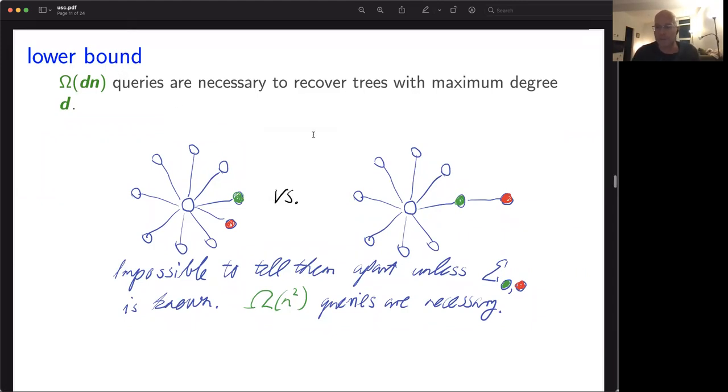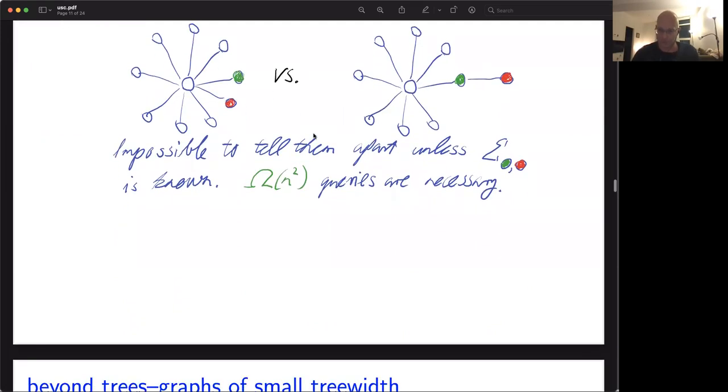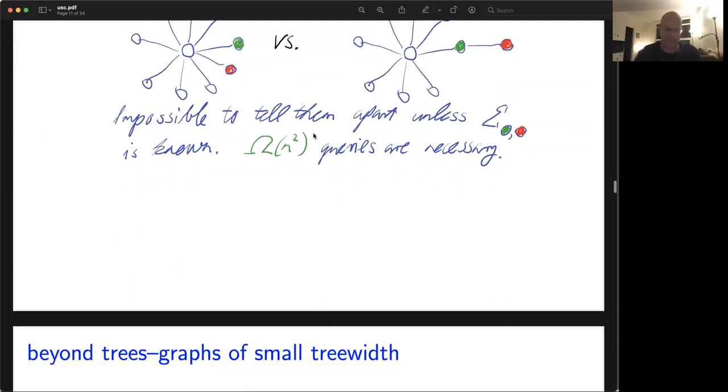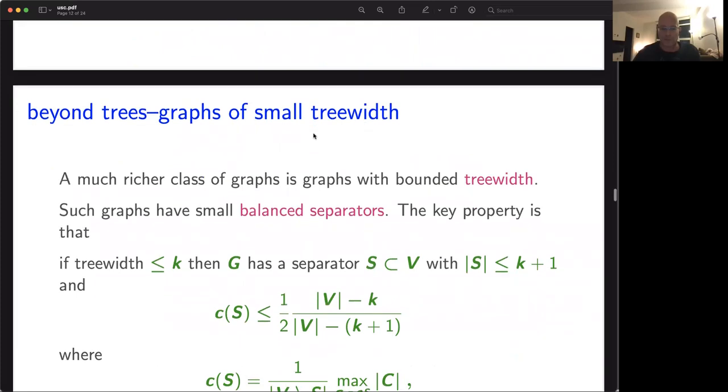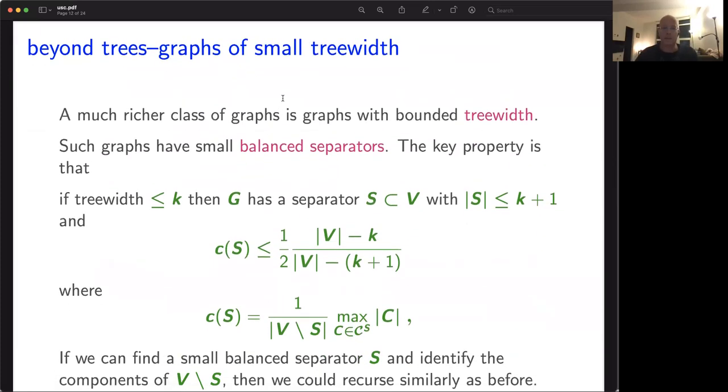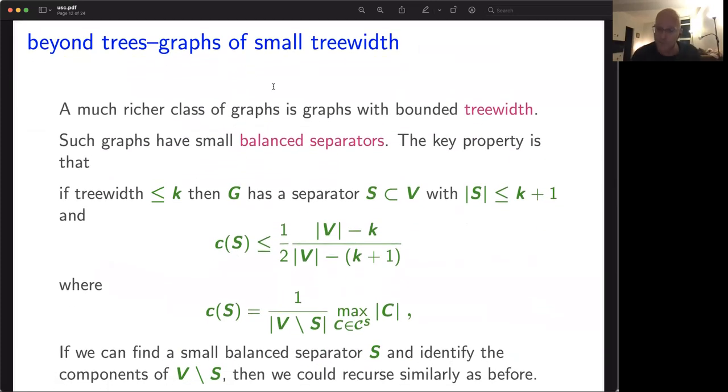This happens in most applications. So these trees are somehow nice. Okay, so now let's move on and try to see how much of this can be generalized to graphs other than trees. Okay. And here we need the notion of bounded tree width.